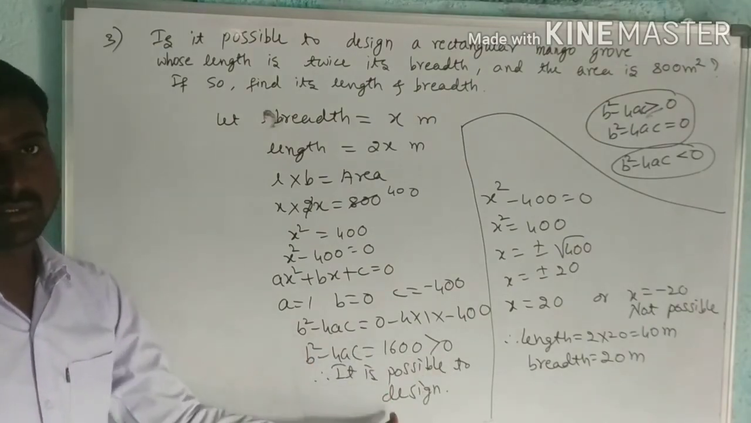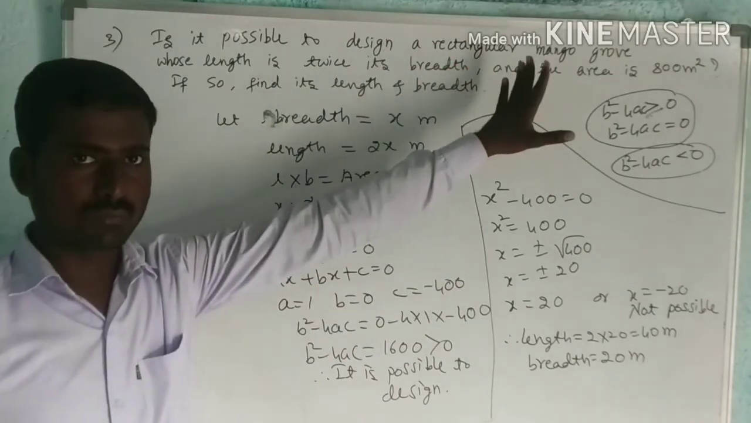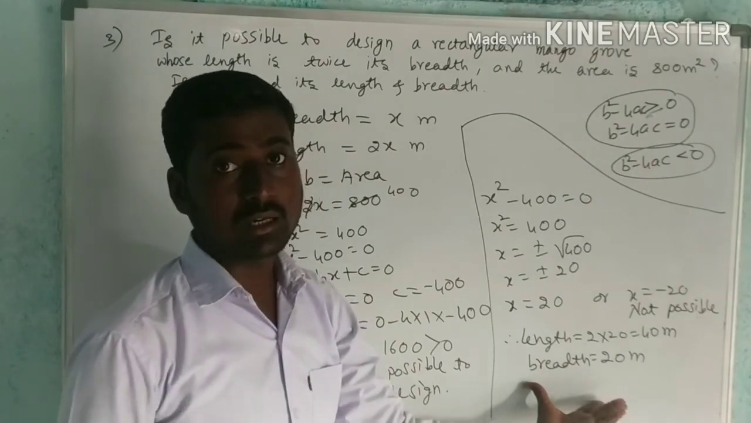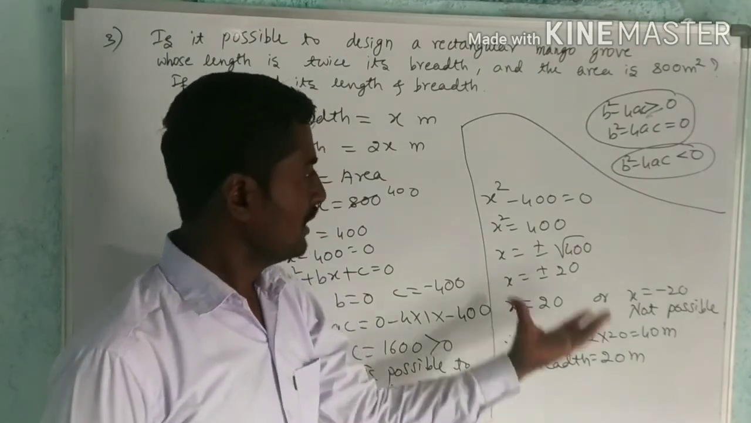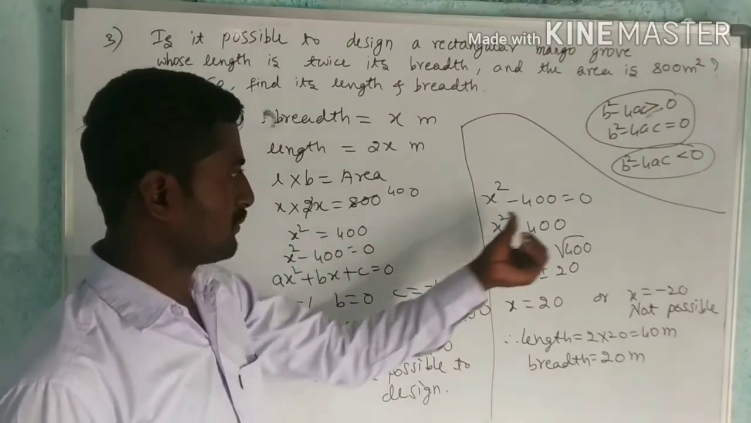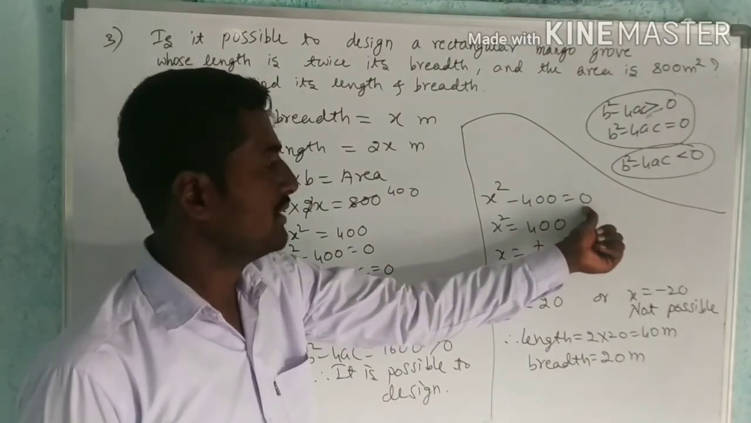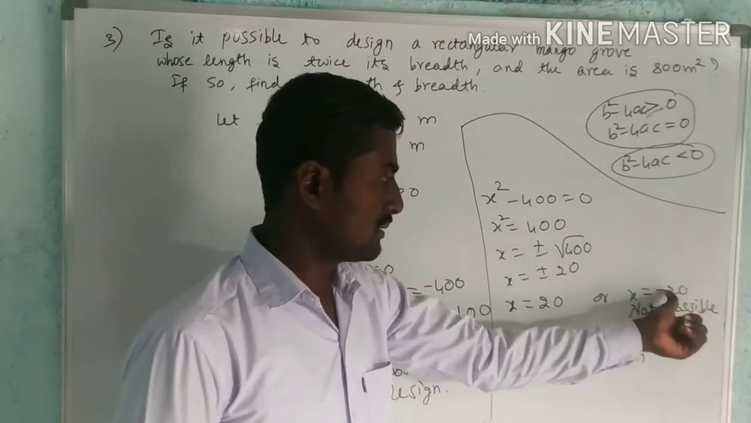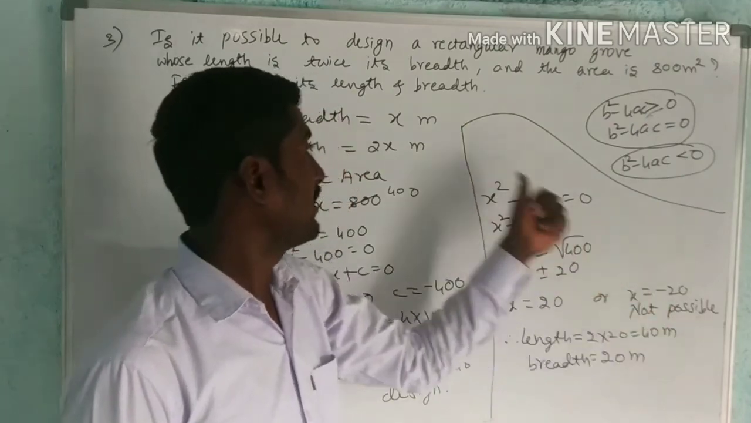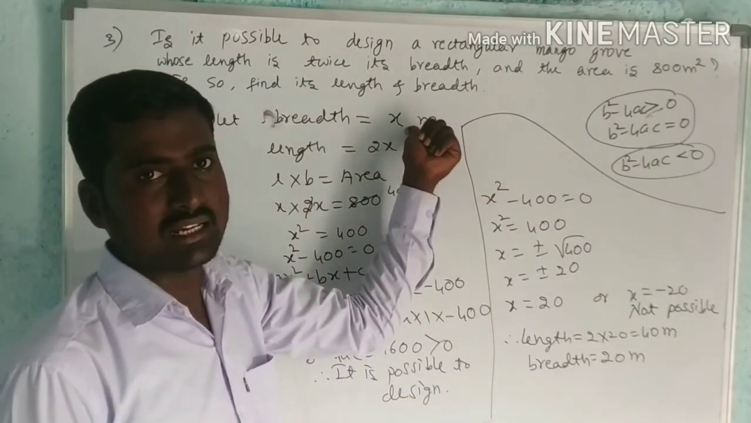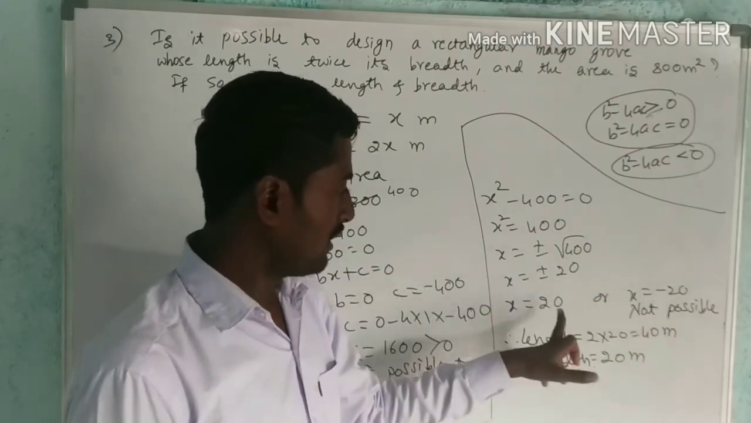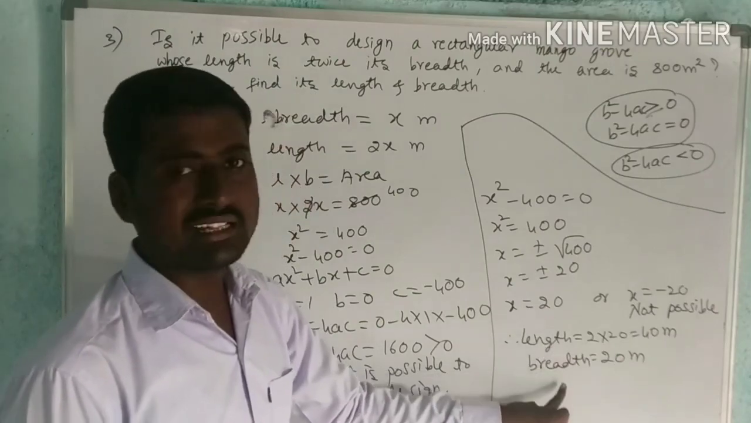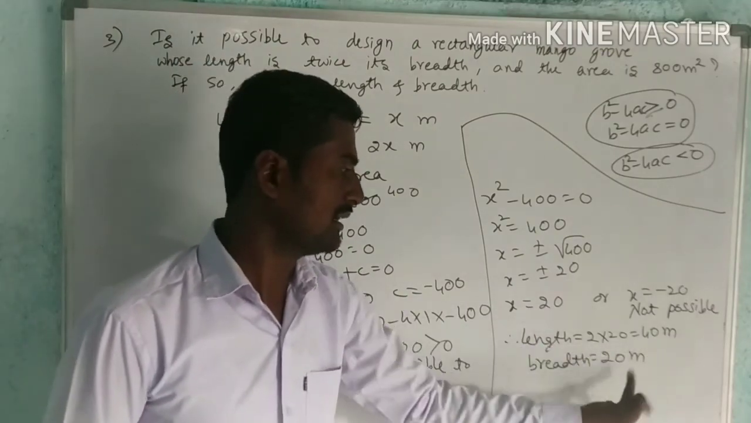Then I can say it is possible to design a rectangular mango grove. If it is possible to design, then I have to find the length and breadth of that rectangular mango grove. For that I have taken x square minus 400 equal to 0. After solving this, I will get x equal to 20 or minus 20. This is not possible because x is the breadth of the rectangle and it cannot be negative. So the only possibility of x is 20. Then the length and breadth are 40 meter and 20 meter.